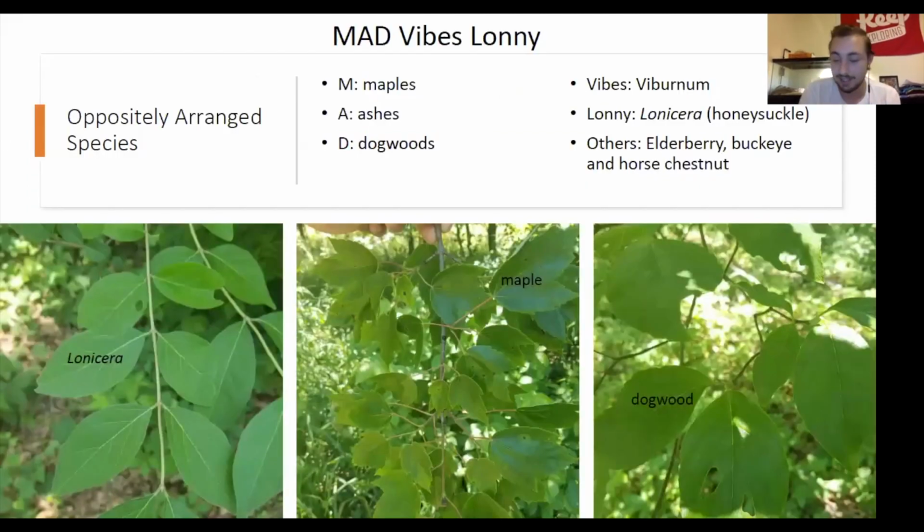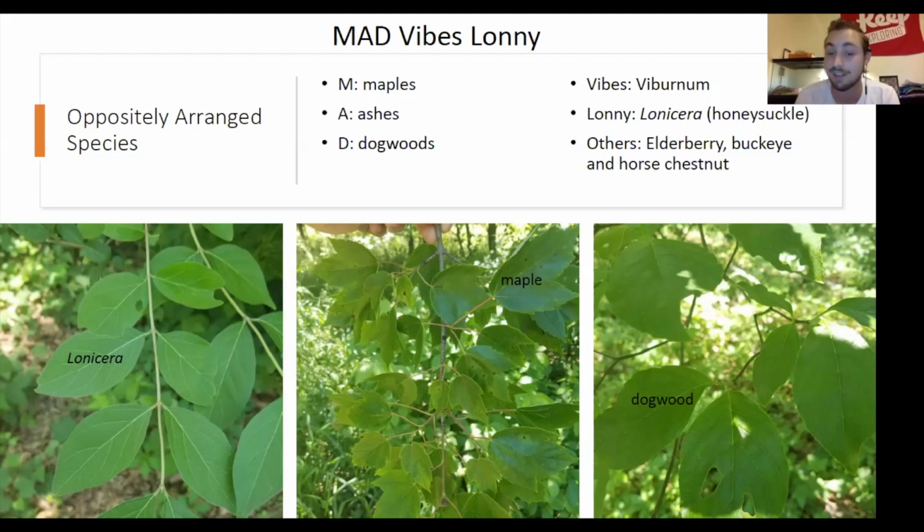Now again, if you have oppositely arranged trees or woody plants, your likelihood of identifying it is a lot easier just because of the fewer species that are oppositely arranged. I just want to remind everyone of the little saying, MAD VIBES LONI, that encompasses 5 groups of plants that are oppositely arranged: our maples, ashes, and dogwood, so MAD, our viburnums, and our Lonicera, or honeysuckle. So those are some of the oppositely arranged trees, and I couldn't even begin to list the alternately arranged.